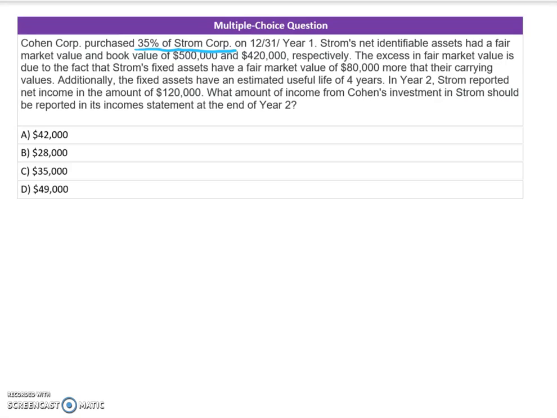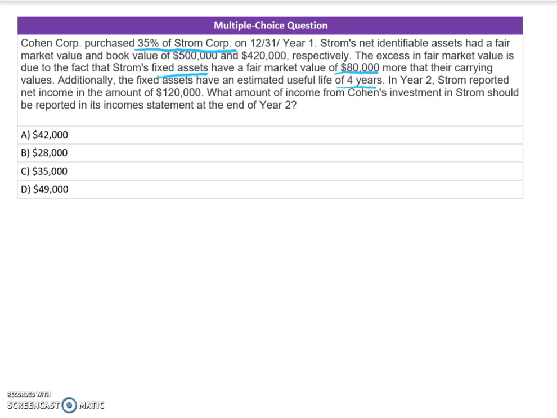On December 31st, year one, Strom's net identifiable assets had a fair market value and book value of $500,000 and $420,000 respectively. So we know that the identifiable assets of the company that we're acquiring has an excess of fair market value to book value. And we also know that the entire $80,000 difference is going to be applied to the fixed assets. So that just once again means that we have an excess of the fair market value to the book value of what we're acquiring. Additionally, the fixed assets have an estimated useful life of 4 years. That's going to be important to note as well.